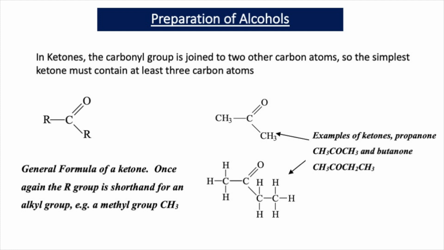So 2 examples of ketones are drawn here. The first is propanone, and this is CH3, C double bond O, CH3. So you can see 2 alkyl groups are attached to this C double bond O. And my second example here is butanone, which is a CH3 bonded to a C double bond O, C2H5.